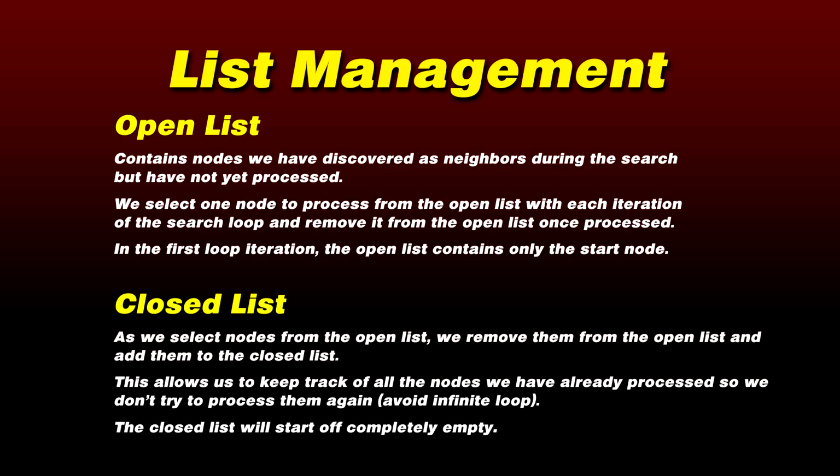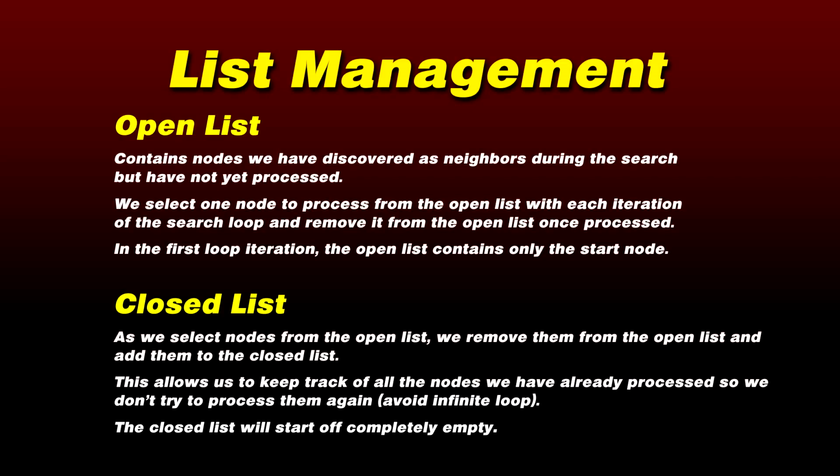Now, when the search begins and we are in the first iteration of the loop, there is only one node we know about, the start node, and therefore this will be the only node that exists in the open list. That's the node the agent is currently located in. The closed list will allow us to maintain a list of all the nodes that we've already processed.